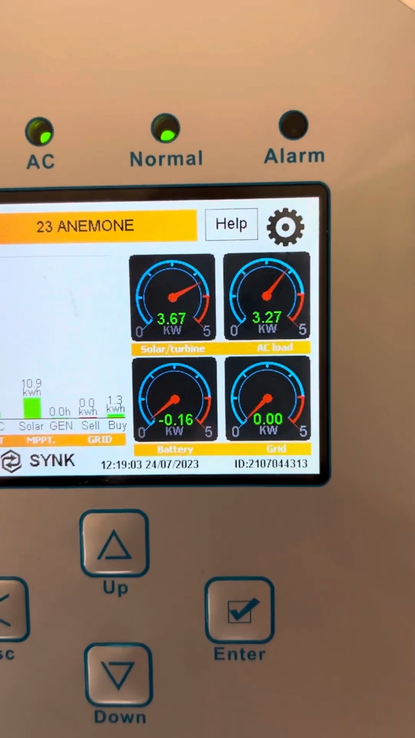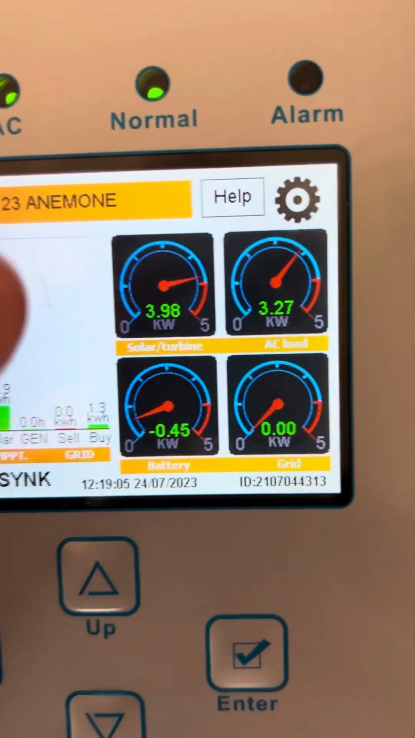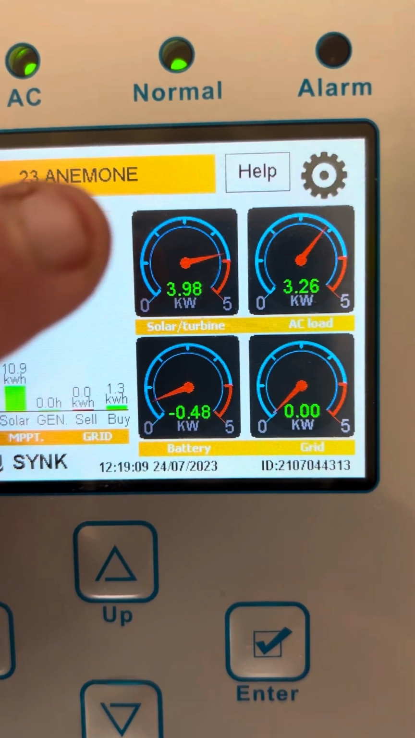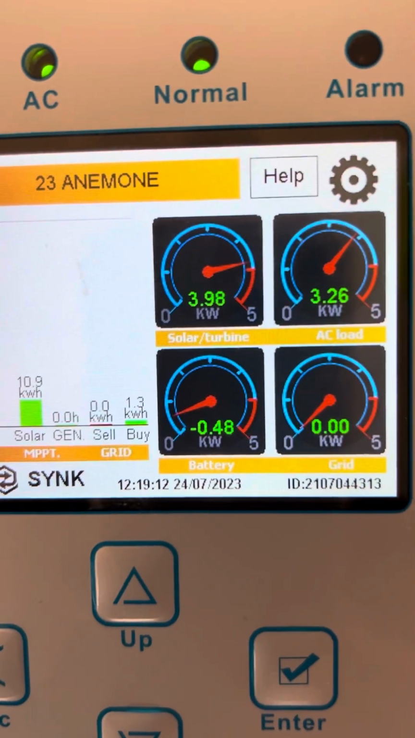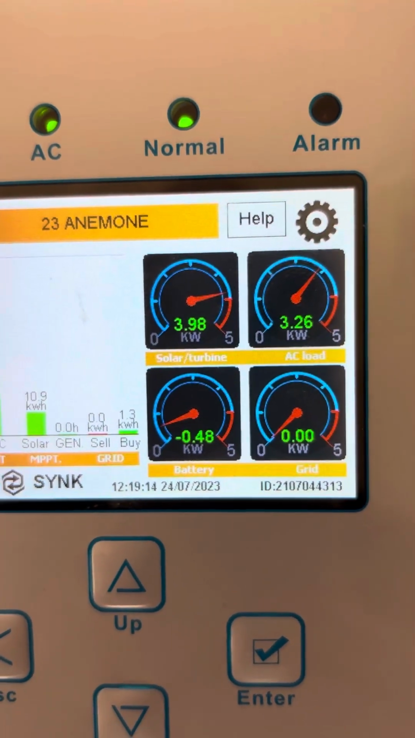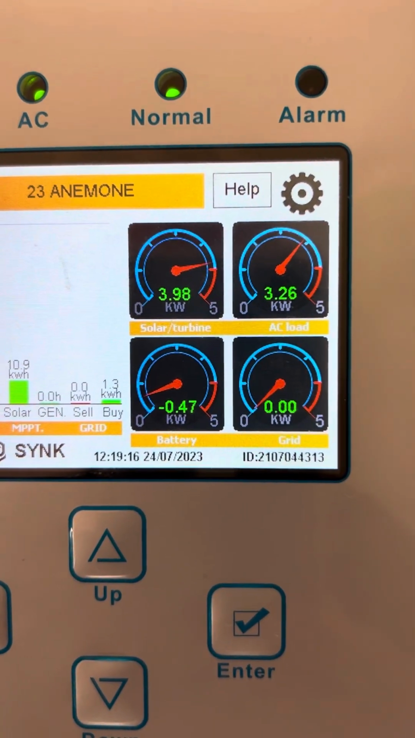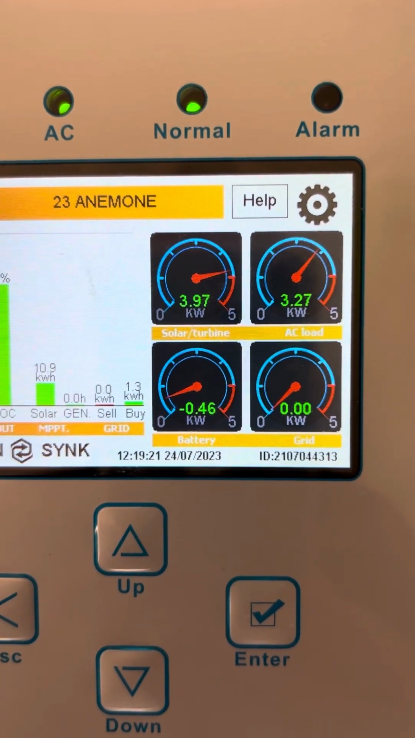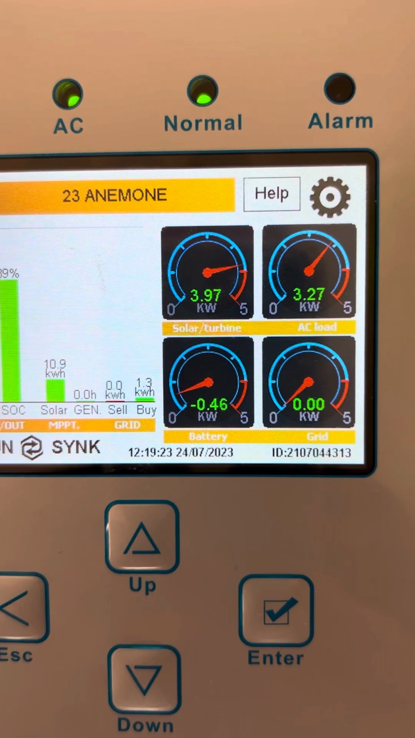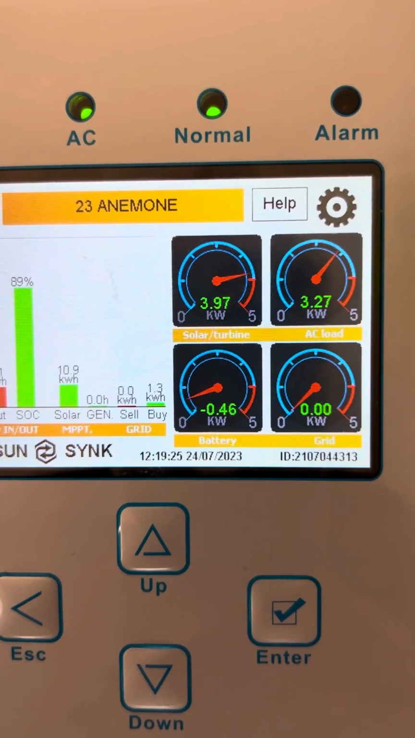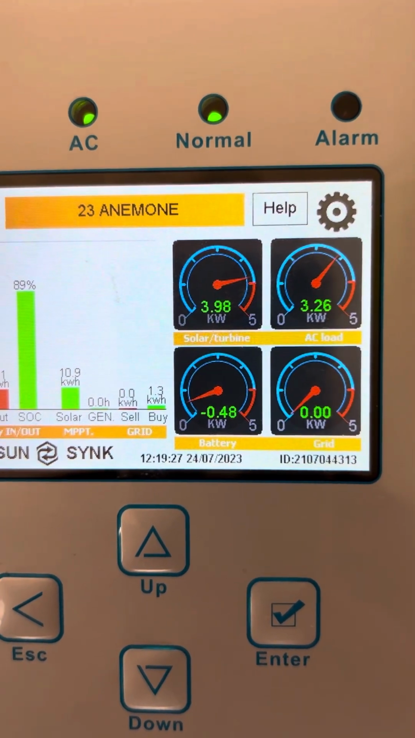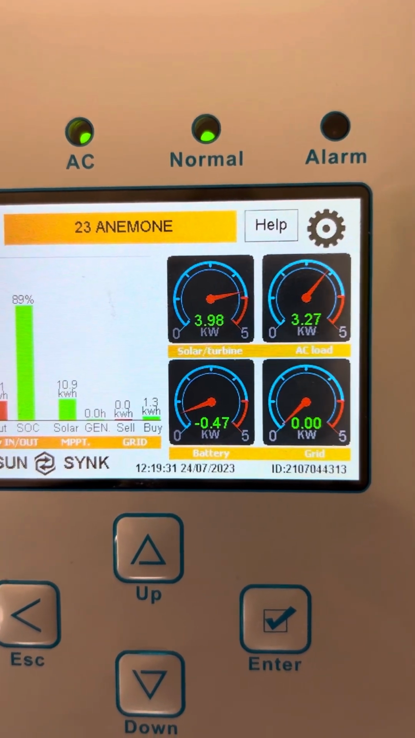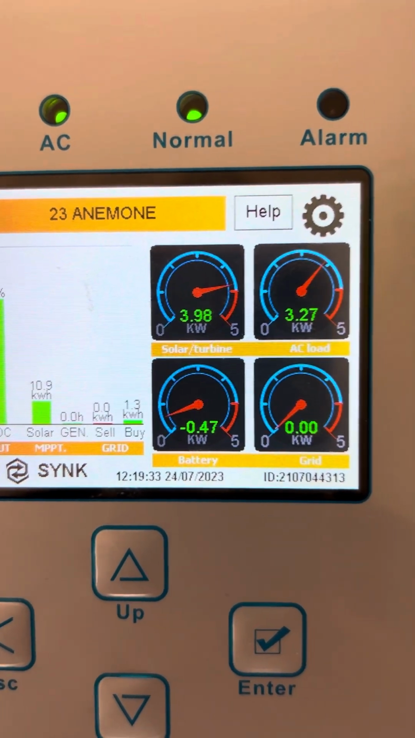If we go to the dials, your top left dial over there tells you how much your solar is generating at the moment, and that's 3.98 kilowatts. All right, and below that you'll see battery. Now under battery you'll see it says negative. Negative means that it is charging the battery. It is pushing any extra available power that it generates into the battery. It's charging the battery up.